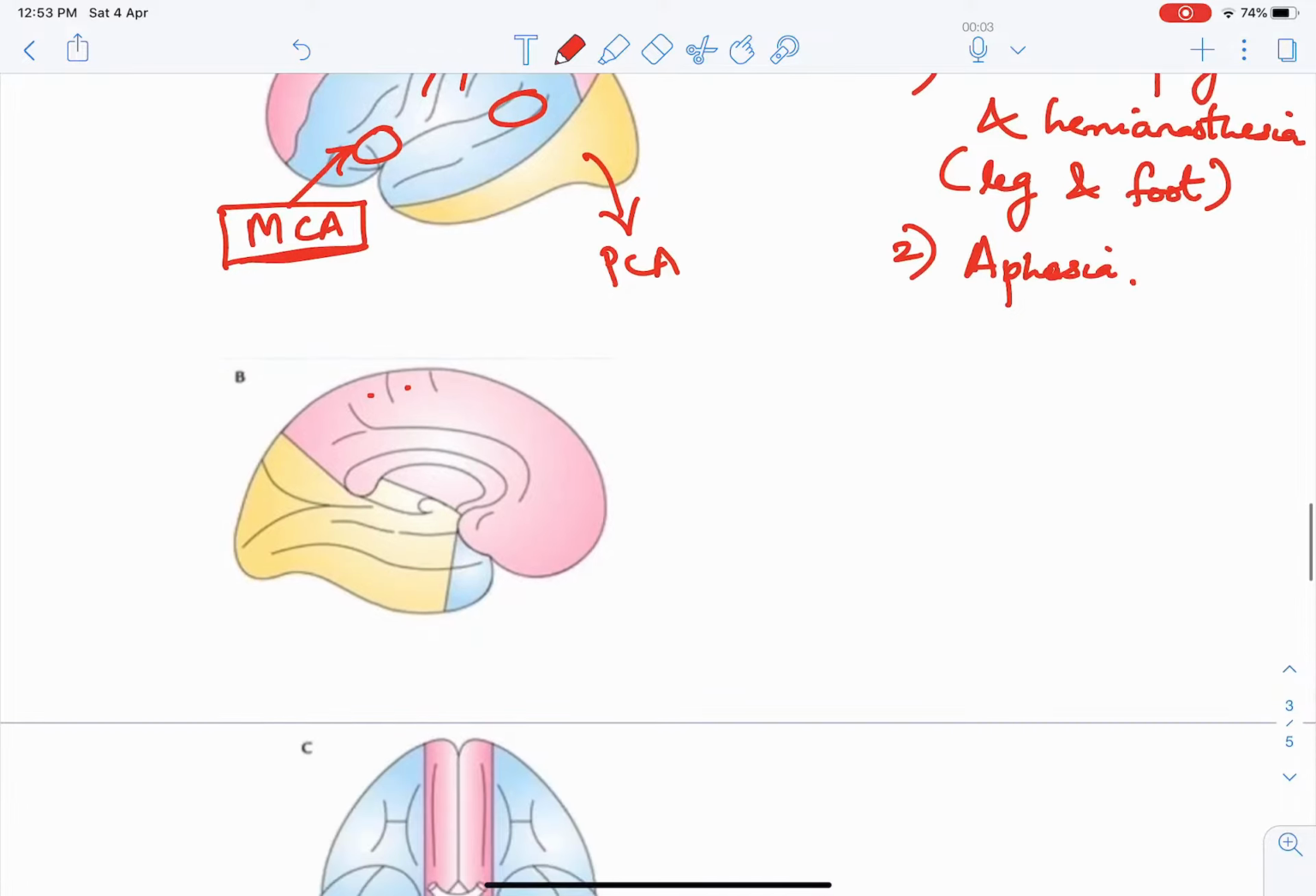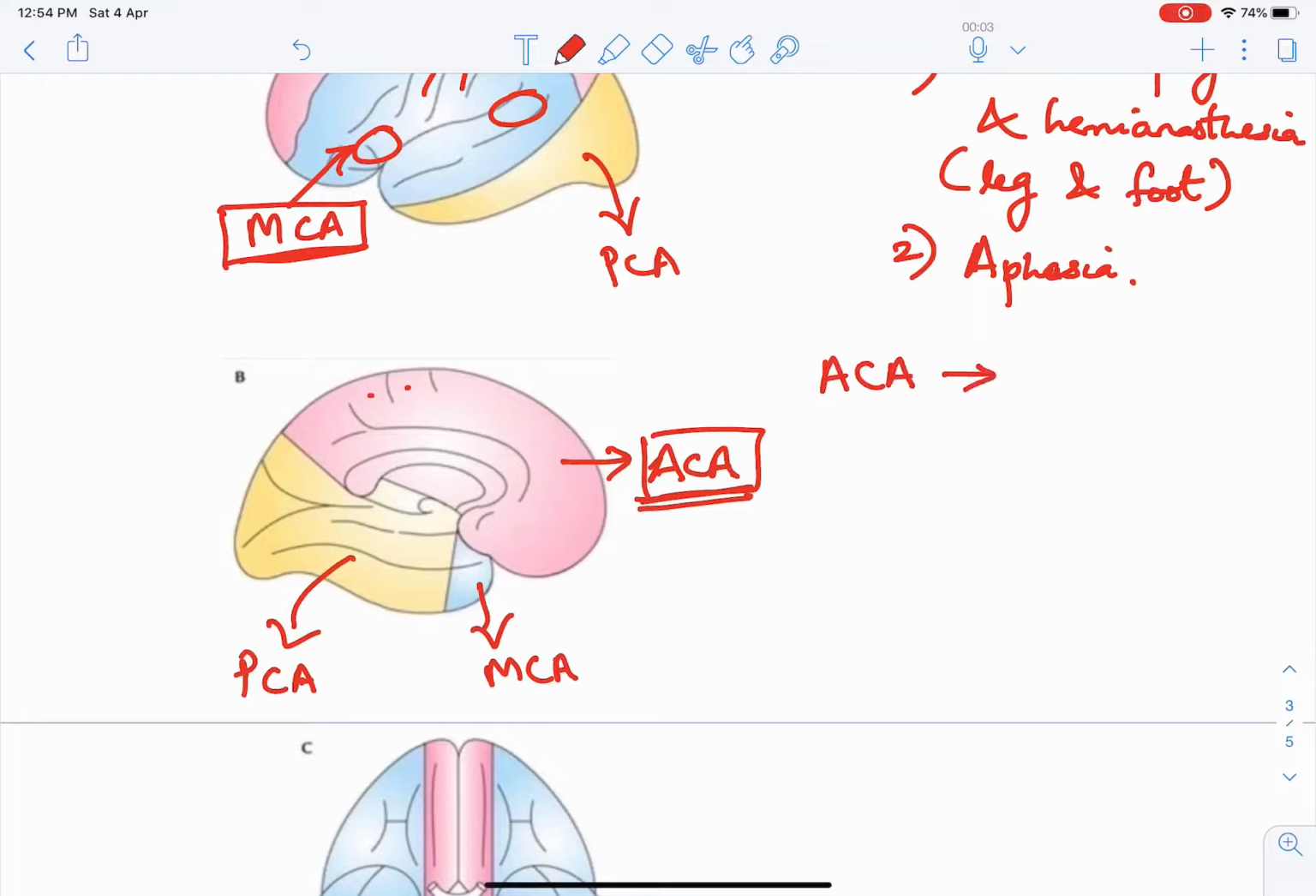Coming to the medial aspect, the main artery of this region is the anterior cerebral artery. The temporal pole alone is supplied by the middle cerebral artery, and the inferior aspect of the temporal lobe and the occipital lobe is supplied by the posterior cerebral artery. So the main artery of supply over here is the anterior cerebral artery. So what happens if there is an occlusion of the anterior cerebral artery?